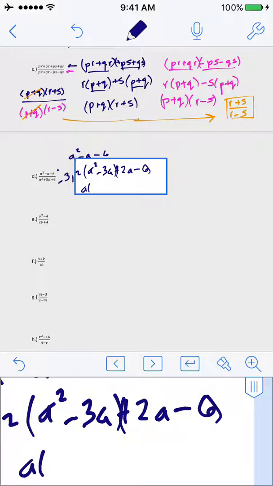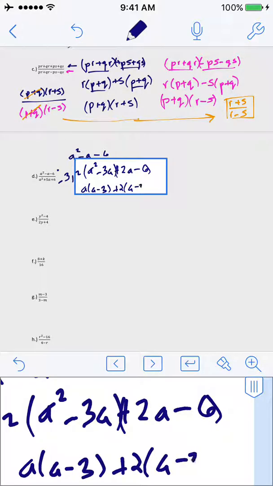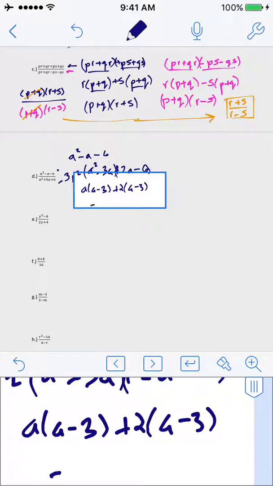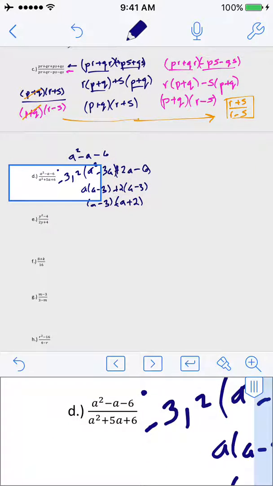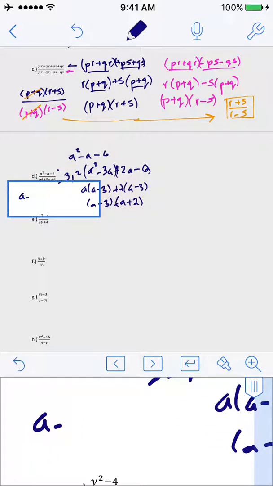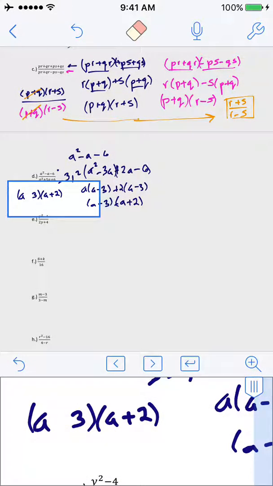Here they have an a in common. A minus 3 is left over. Here they have a plus 2 in common. A minus 3 is left over. I end up with a minus 3 times a plus 2. So my numerator is now a minus 3 times a plus 2. Sorry about that little extra minus there. It should just be minus. Alright, so that is my new numerator.